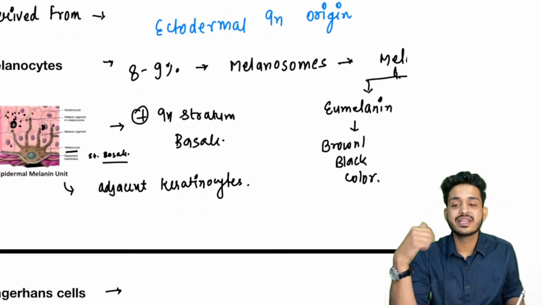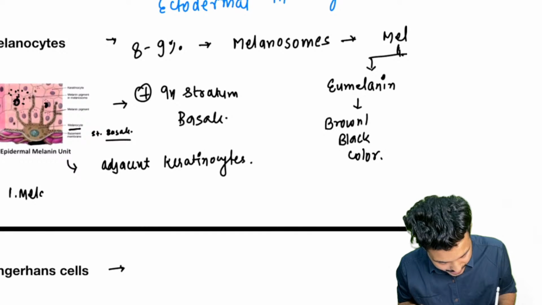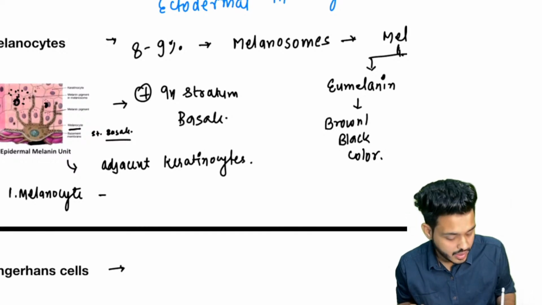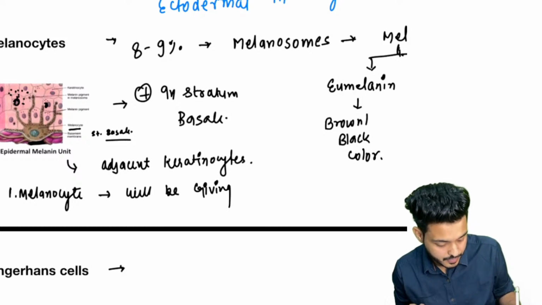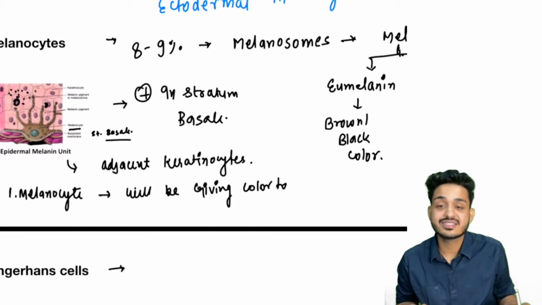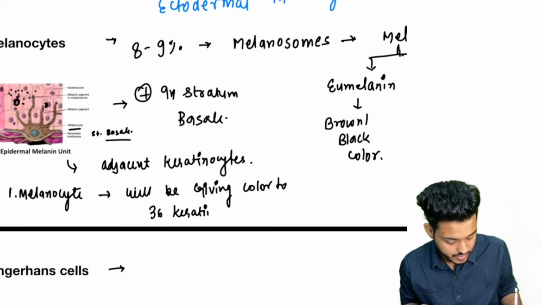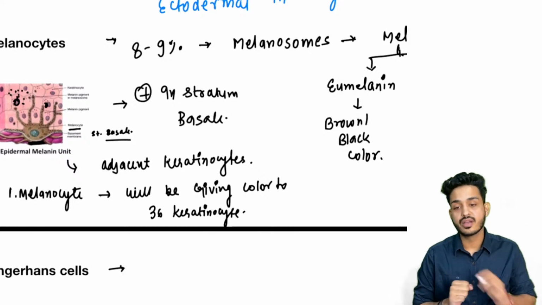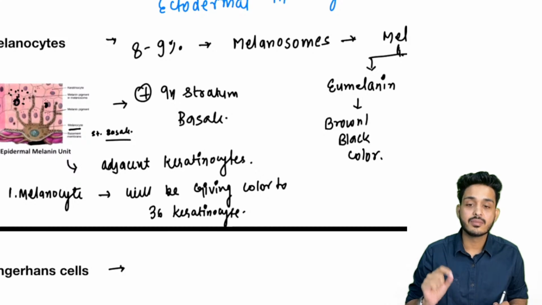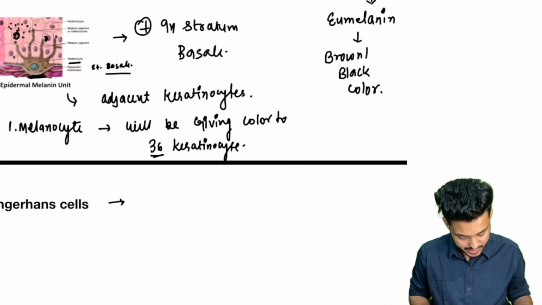So what will happen? One melanocyte will be giving color to how many keratinocytes? One melanocyte, important question, will be giving color to adjacent 36 keratinocytes. How many keratinocytes? 36 keratinocytes. And what do we call it? We call it, guys, epidermal melanin unit. And this is an important question. What is an epidermal melanin unit? So in epidermal melanin unit, one melanocyte will be giving color to 36 keratinocytes. Okay, कितने को color देगा?